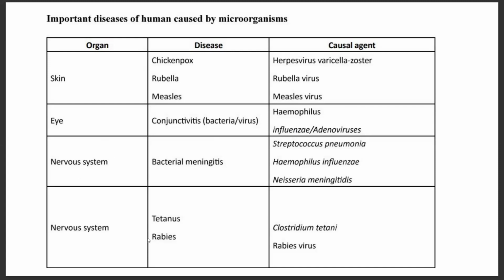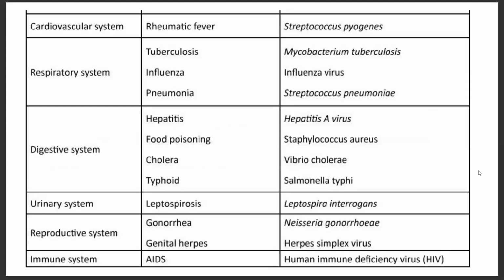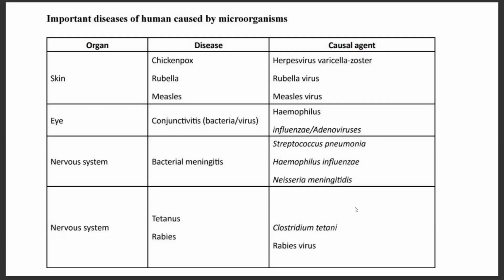Nervous system. Bacterial meningitis: Streptococcus pneumoniae, Haemophilus influenzae, Neisseria meningitidis. Right? Then tetanus, again nervous system. Tetanus is caused by a bacteria, Clostridium tetani. Write down bacteria.